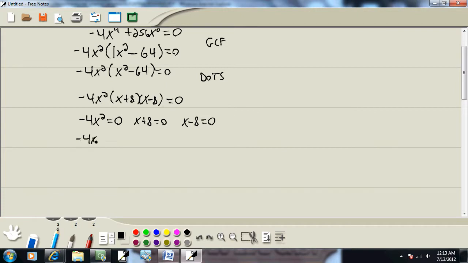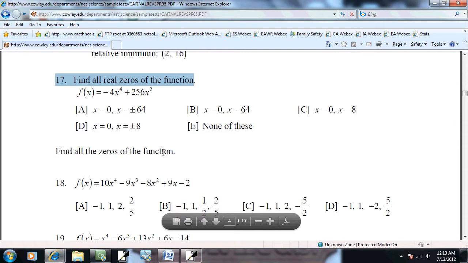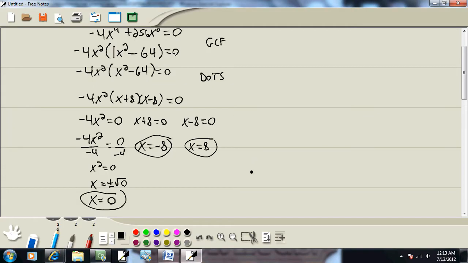Now here we can divide both sides by negative 4. And 0 divided by anything is 0, so we got x squared is equal to 0. Square root property: drop our squared, put a plus or minus square root around the other side. Now square root of 0 is 0, plus or minus 0 is just 0. Now here, take the 8 over, it becomes a negative 8. And take the negative 8 over here and it becomes a positive 8. So I got 0 and plus or minus 8, which looks like D as in David.